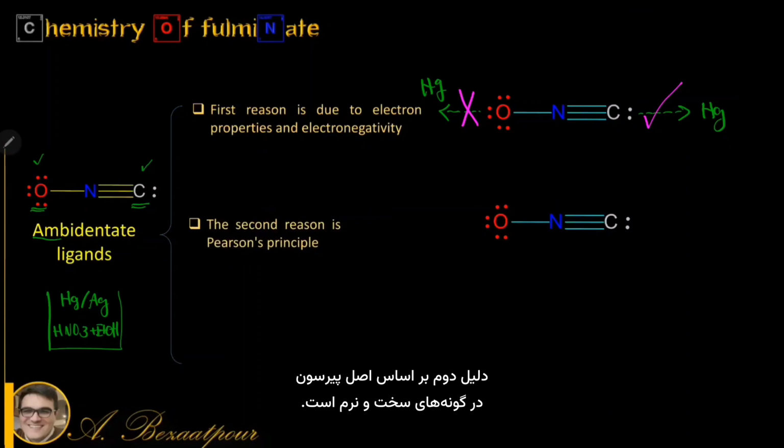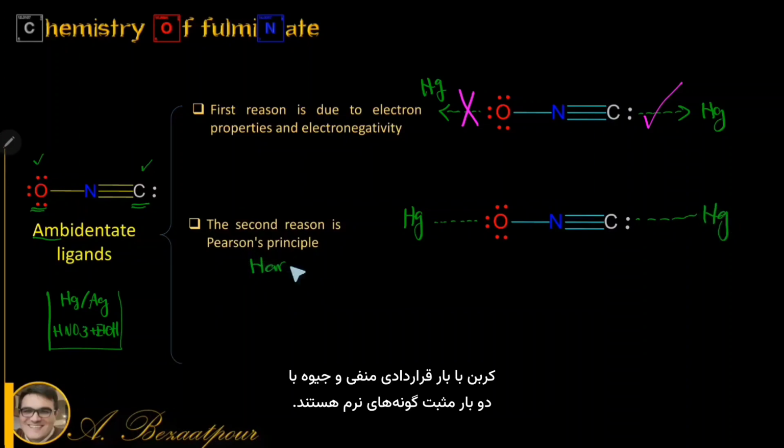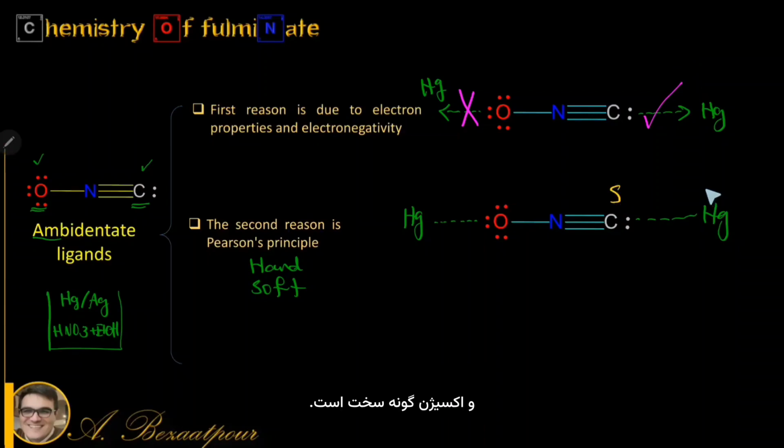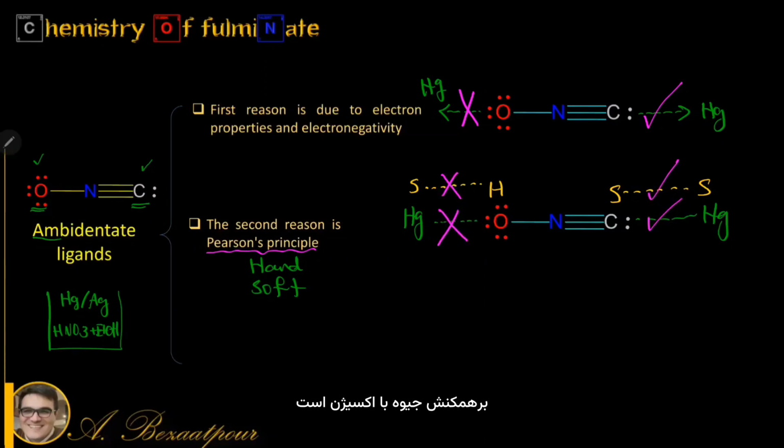The second reason is based on Pearson's principle in hard and soft species. Carbon with a negative formal charge and mercury with two positive charges are soft species, and oxygen is a hard species. So, according to Pearson's principle, the interaction of carbon with mercury is more suitable than the interaction of mercury with oxygen.